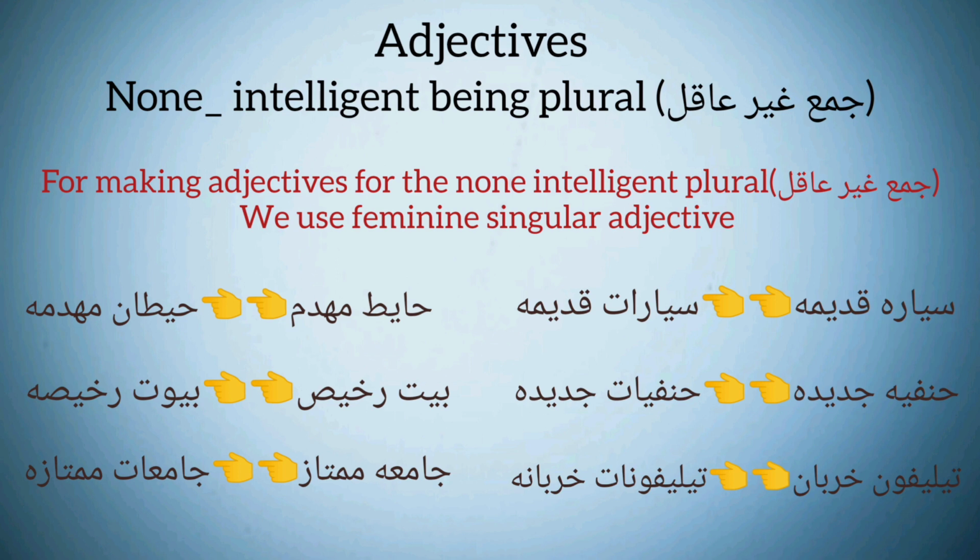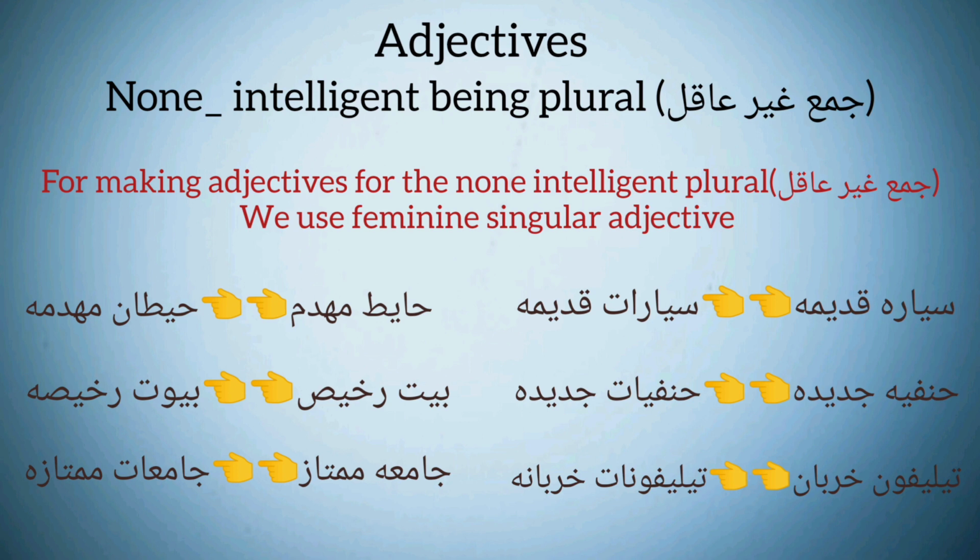حنفية جديدة. حنفية means faucet, or in British English we say tap. حنفية جديدة. New faucet. جديدة means new. حنفيات جديدة. As you know, حنفيات is a جمع غير عاقل. Then we have to use a feminine singular adjective. حنفيات جديدة. We cannot say حنفيات جديد. We have to use a feminine singular.